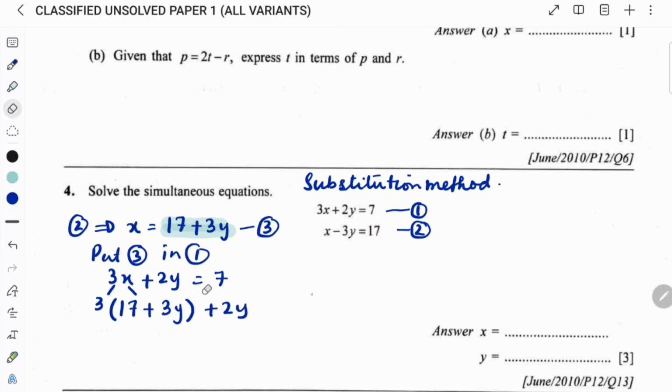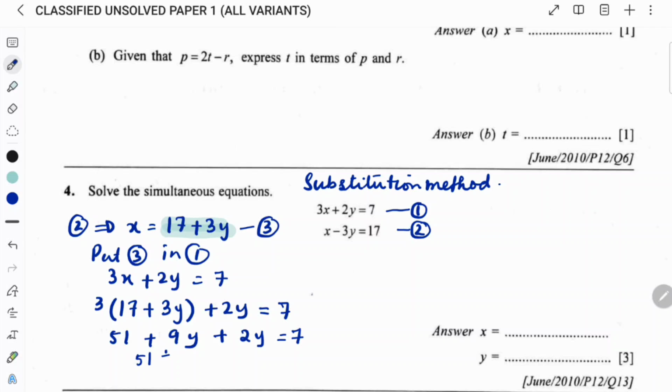I hope you understood what we are doing. We are just replacing x with 17 plus 3y, and 2y stays in the same place, and then it equals 7. Now solve this equation, just be careful. 3 times 17 is 51 plus 9y, because 3 times 3 is 9. The common mistake is that students multiply with the first term, not with the second term. Please be careful. Plus 2y equals 7, and 9y and 2y will become 11y.